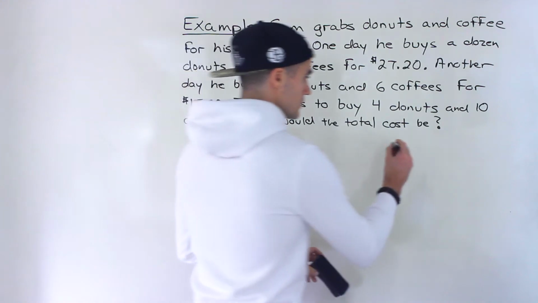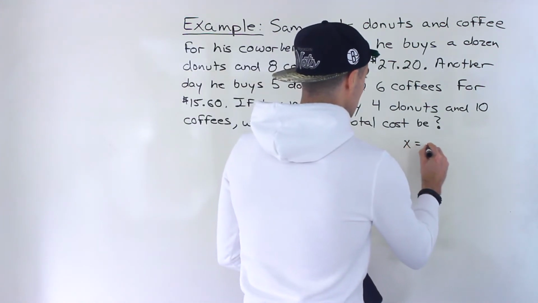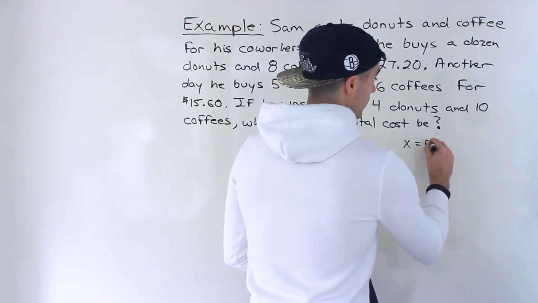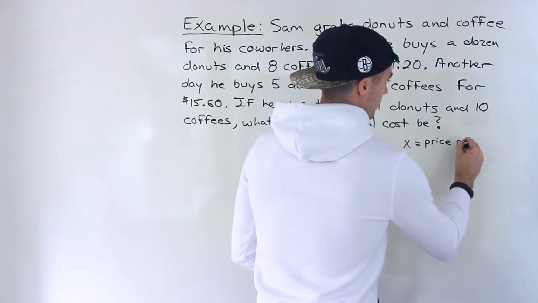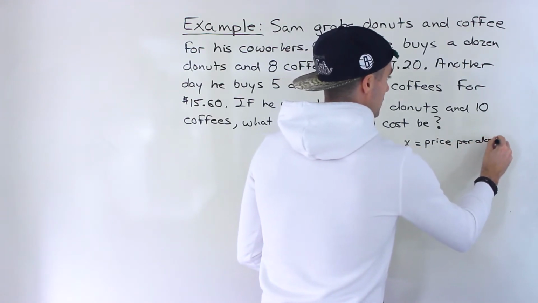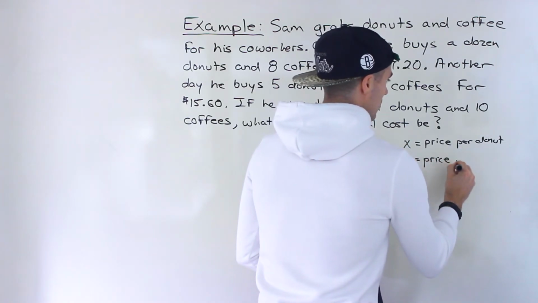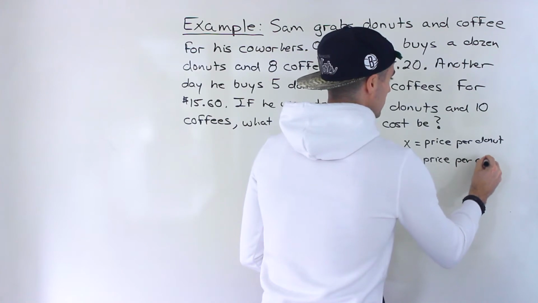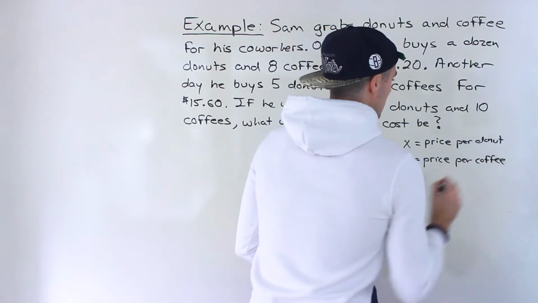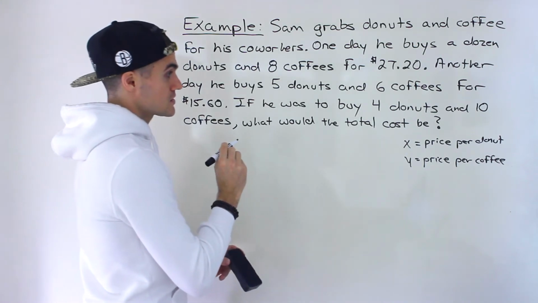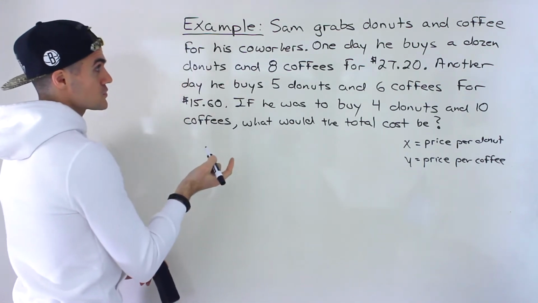So what I'm going to do is introduce the 2 variables. I'm going to let x equal the price per donut. And then I'm going to let y equal the price per coffee. Now, how can we create 2 equations? We have 2 unknowns, so we need 2 equations to solve for those 2 unknowns.